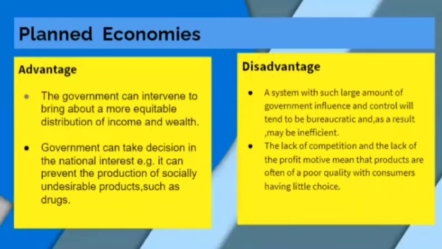First we're going to discuss planned economies, and their advantages. The first advantage is the government can intervene to bring about a more equitable distribution of income and wealth. It means that there is uniformity between the income, prosperity and standard of living of people in society. Second, the government can take decisions in the national interest. It can prevent the production of socially undesirable products such as drugs, alcohol, or other unwanted things.